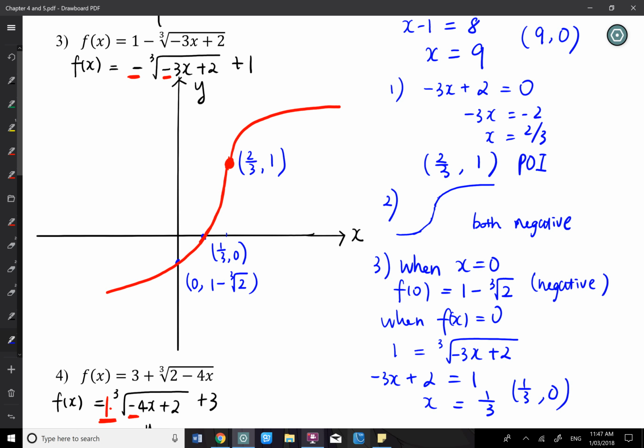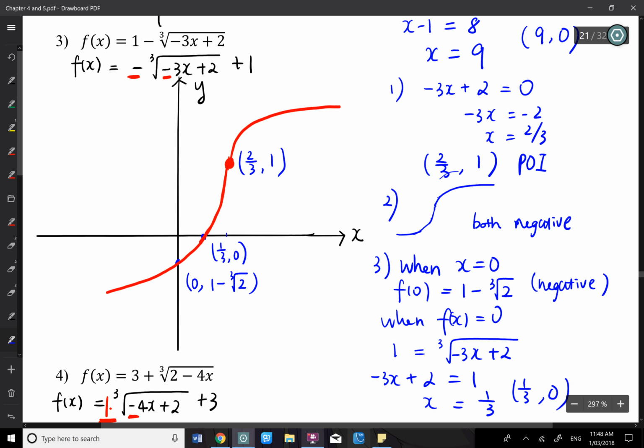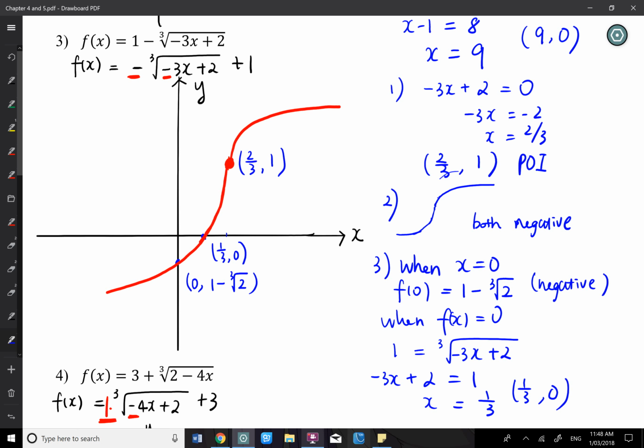And we'll solve minus 3x plus 2 equals 0. I will have x equals 2 over 3. That's the point of inflection, so (2/3, 1) is the point of inflection there. Then I'll solve for y when x equals 0. y is 1 minus the cube root of 2. This is a negative number because the cube root of 1 is 1, and the cube root of 2 must be greater than 1. Therefore, you have a negative value, a very tiny minus.